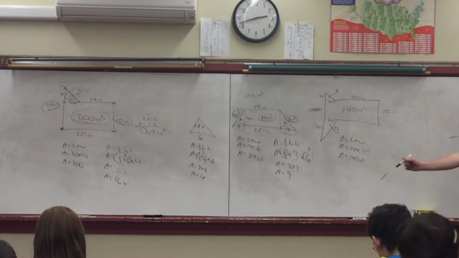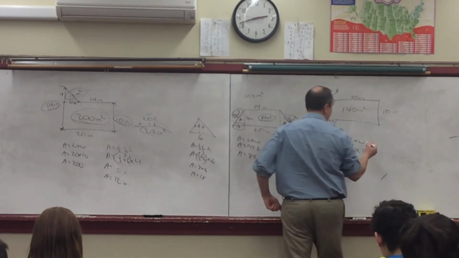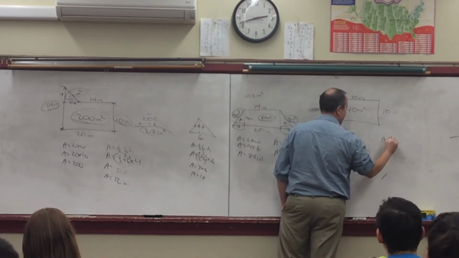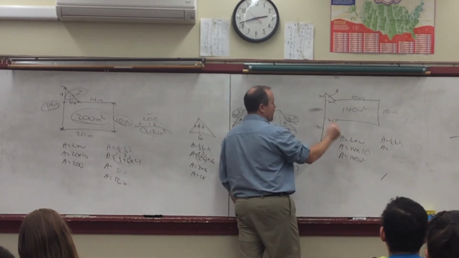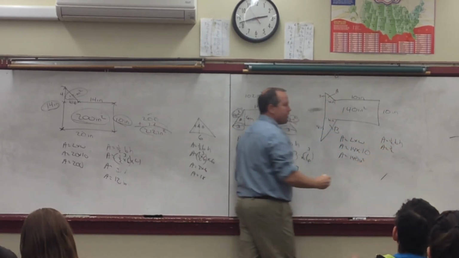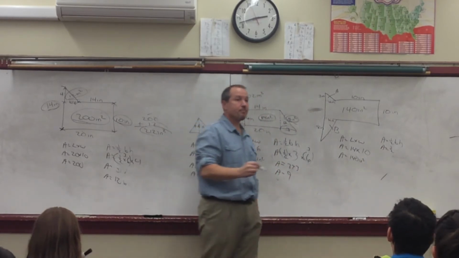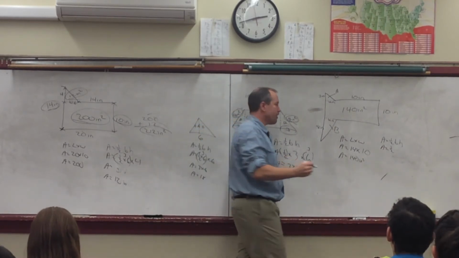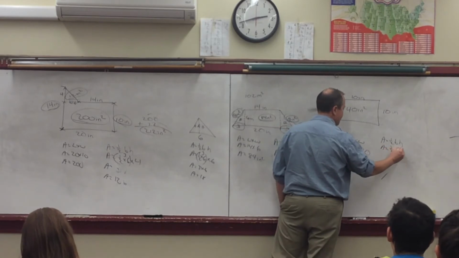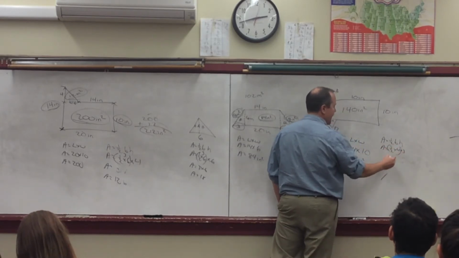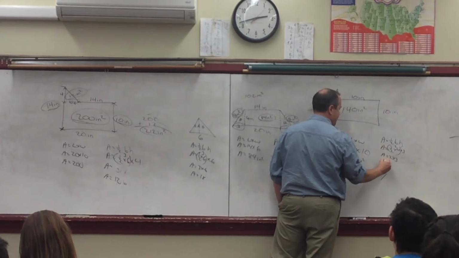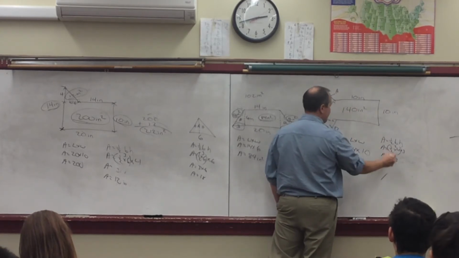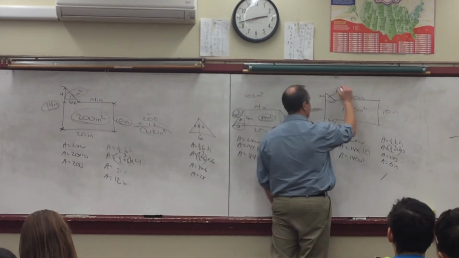For triangle A, the formula is A equals 1/2 base times height. A equals 1/2. The base is 4. The height is 3. So I take the 1/2 times the 4, that is 2. And then 2 times 3 will be 6. And so it will be 6 inches squared.